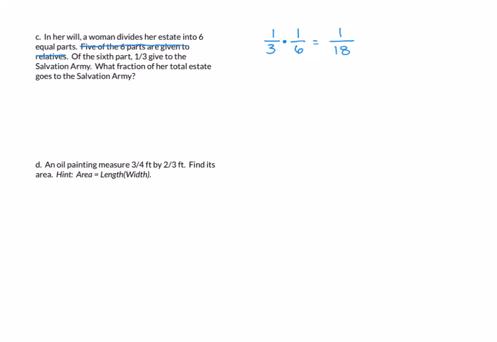All right, example D. We have an oil painting that measures 3/4 feet by 2/3 feet. We want to find its area. So one thing to note is area. This is an application of multiplication. Area is equal to length times width. So in order to solve this problem, we are going to multiply 3/4 times 2/3.